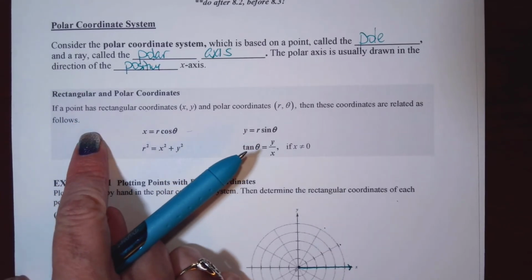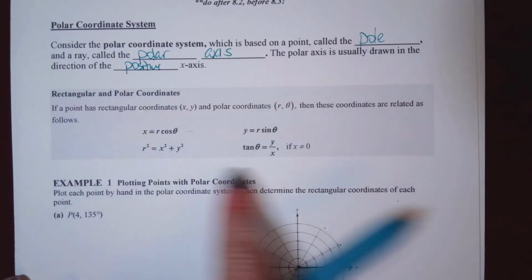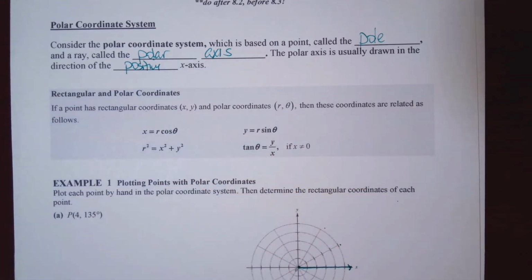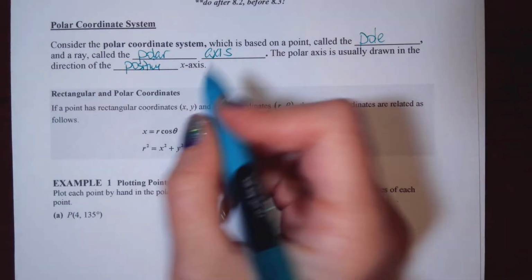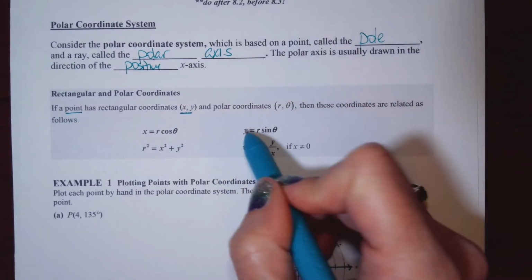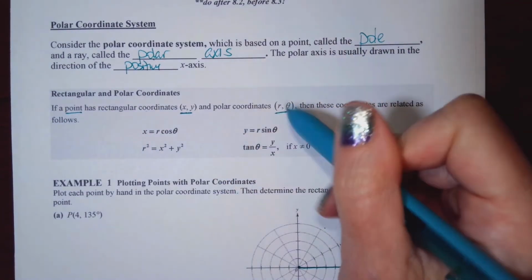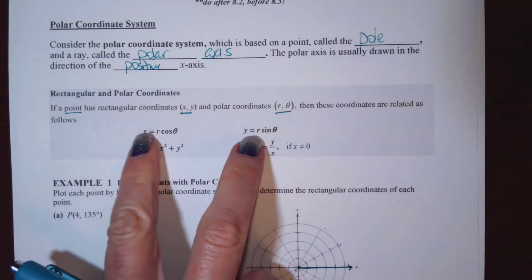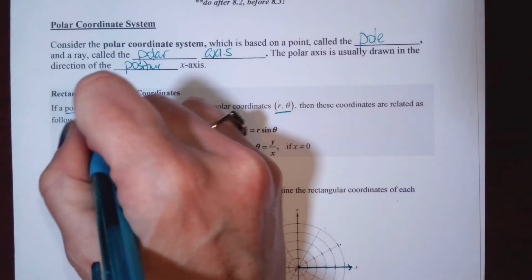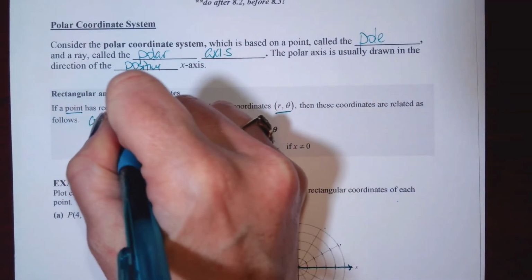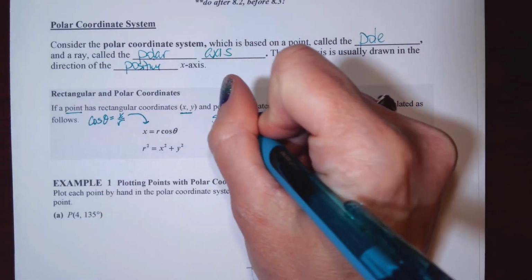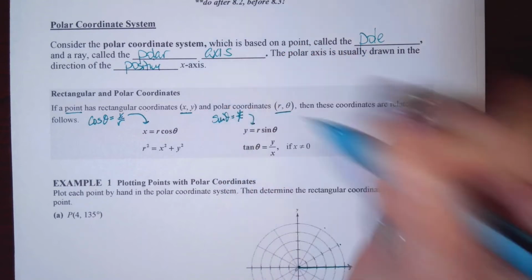Rectangular and polar coordinates. Now we already know this. This is a review as to how these values relate to each other. Our rectangular coordinate system has the coordinates x, y to represent a point, and the polar coordinates that represent that point will be r, theta. Here is how they're related. x is r cosine theta, y is r sine theta, because we know that cosine theta is x over r, and that's when we solve for x. Sine theta is y over r, and we solve for y.